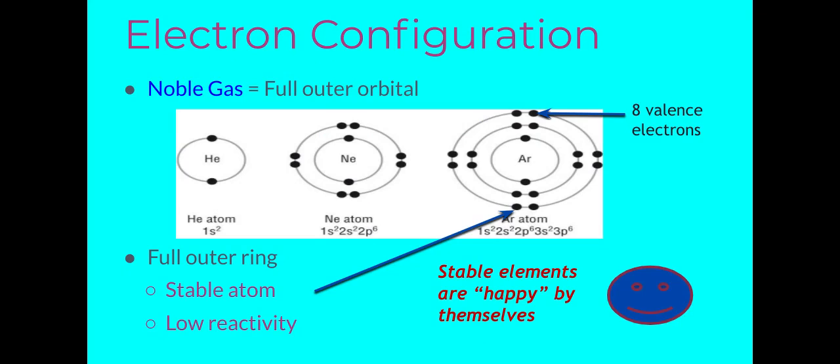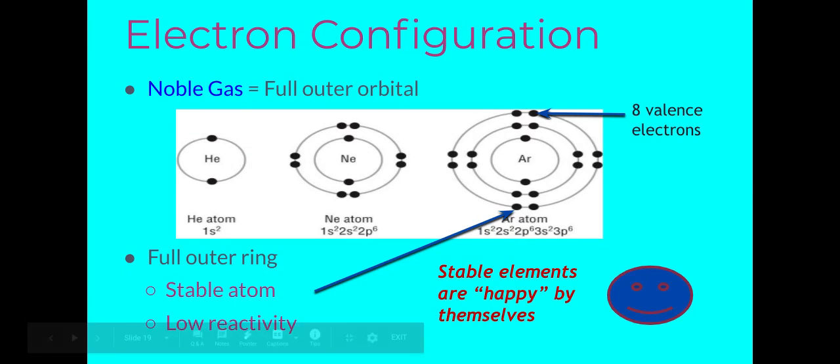But before we get to that, I want to talk about electron configurations. So electron configurations is how the electrons are arranged around the atom, so the electron clouds. A noble gas is our last family on the periodic table. Noble gases actually have a full outer orbital, which is the last electron cloud that has electrons in it. And those are very stable. They will not form bonds because they're happy with the way they are. A full outer ring means you have a stable atom that has a low reactivity.